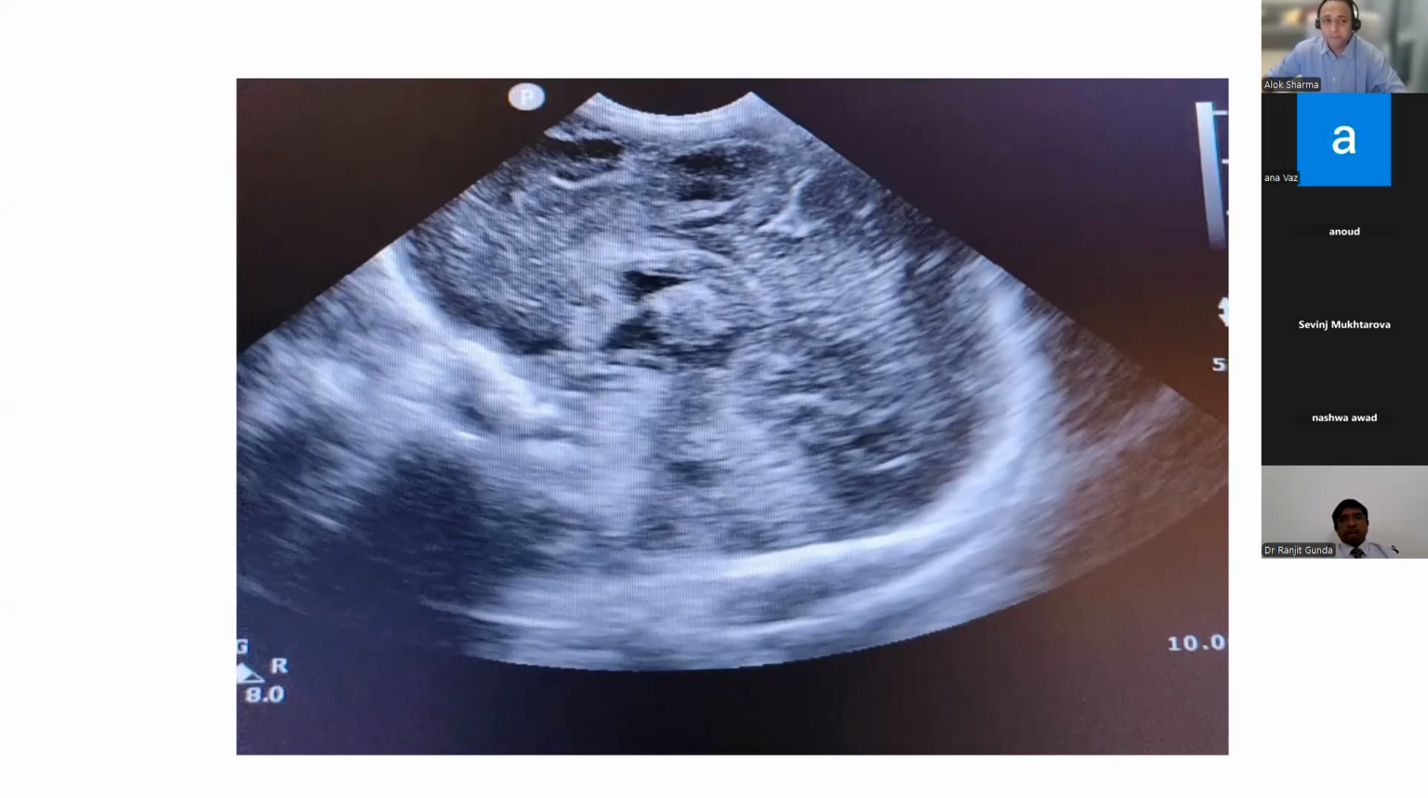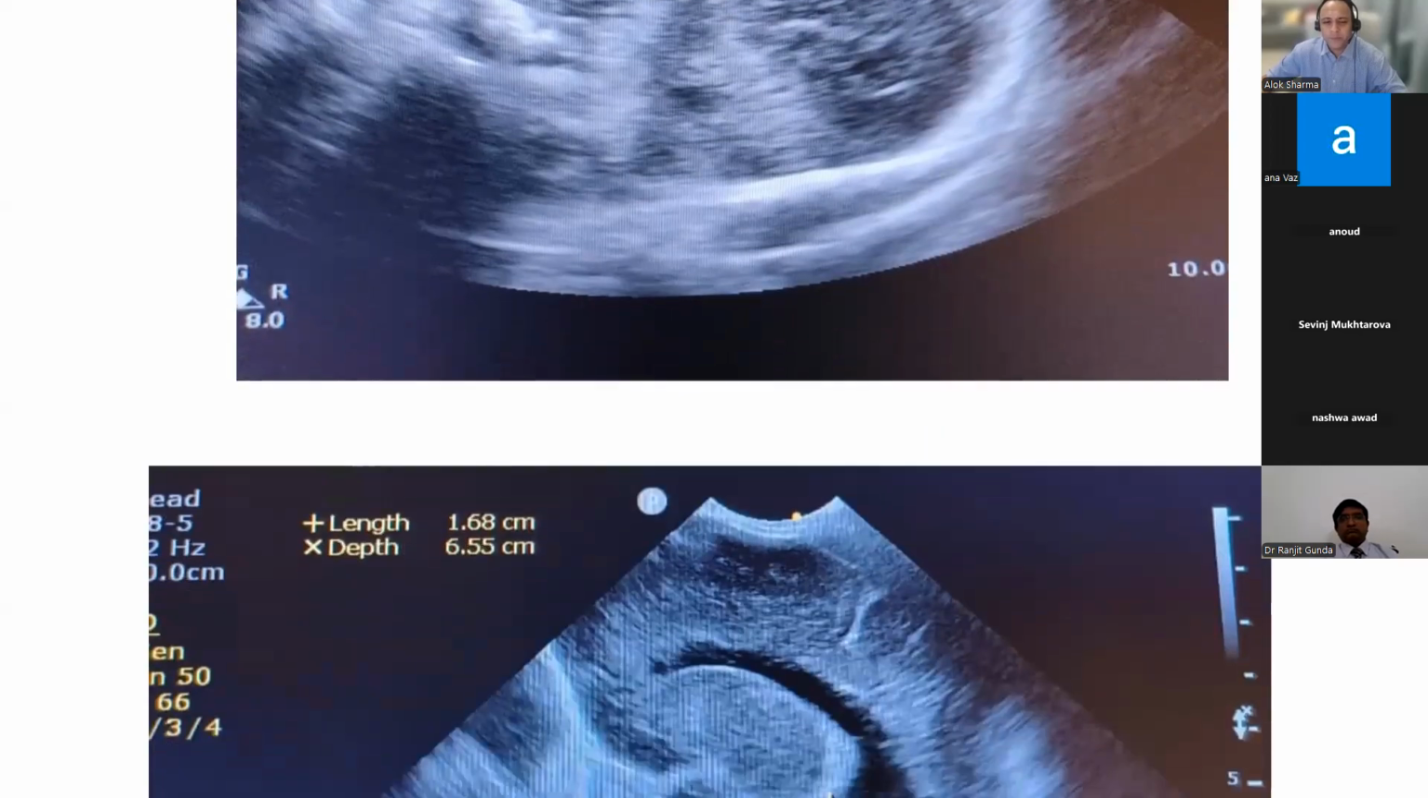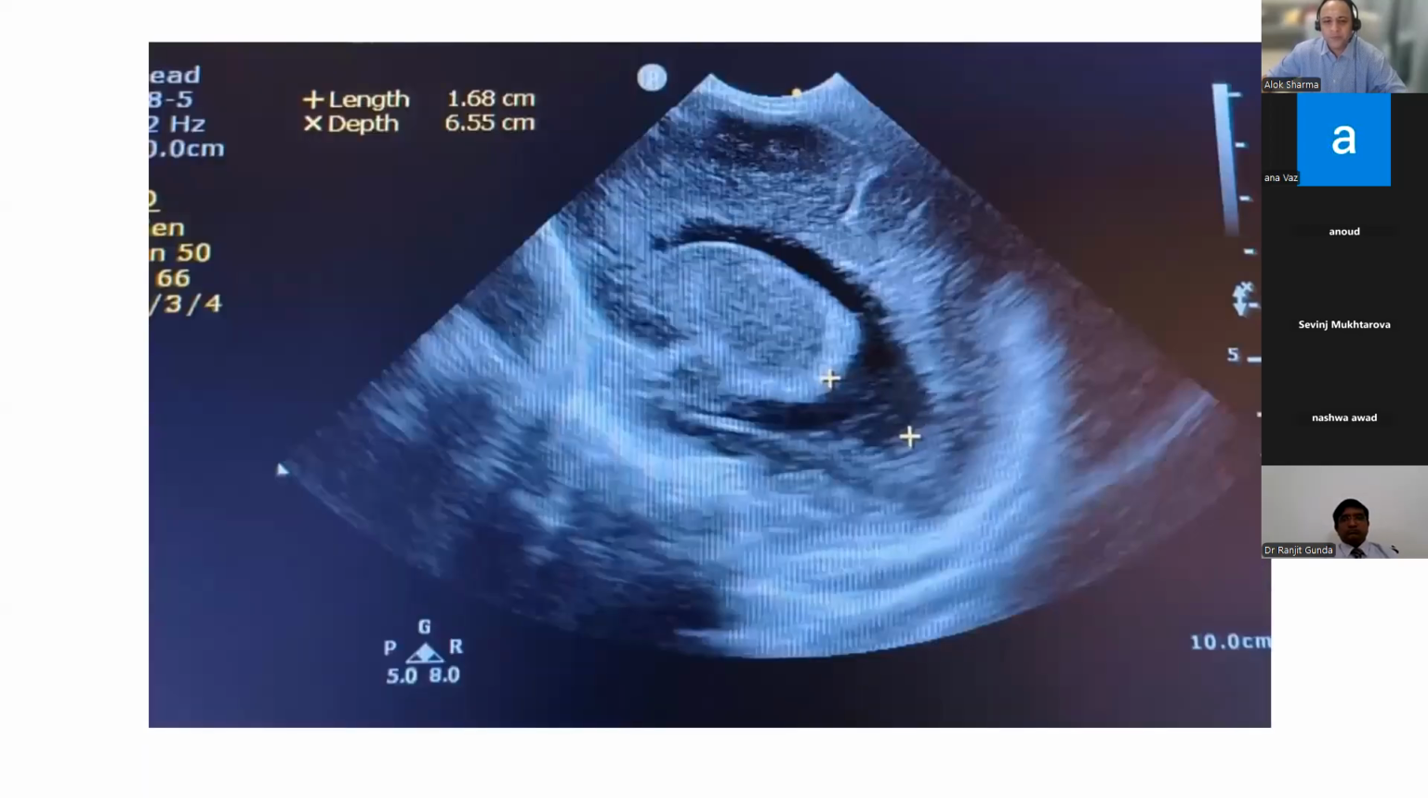Well done. And what about the sulci here? Because I feel like also it is a little bit smooth, even he was a term baby. Yeah, I agree. Very poor maturation. When you look at it in terms of smoothness of the brain, sulcal gyral maturation is extremely poor. What do you think about the basal ganglia?